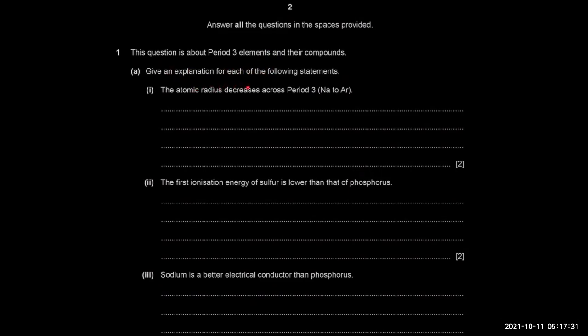The atomic radius decreases across period 3. So you have to just give an explanation. Why does the atomic radius decrease across period 3? Anyone? So what happens across period 3? The number of shells remains the same, right? But there's an increase in nuclear charge, right?